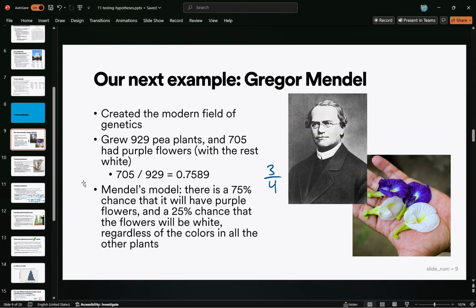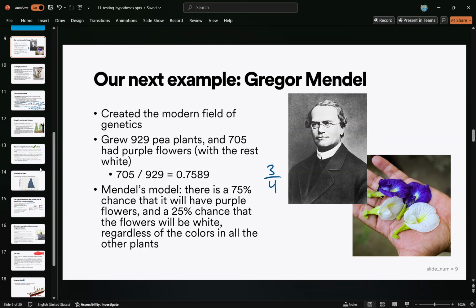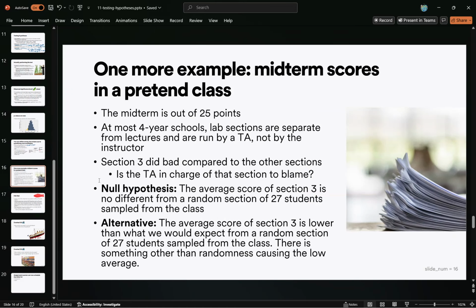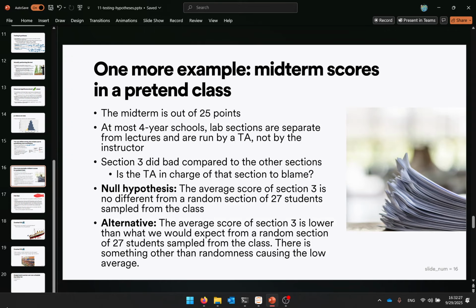Mendel, like, yeah, it was 75% chance. That's decent. That's predicted by the model. And then same with this one. It looks like the TA maybe just got unlucky. The model does predict, with over a 5% chance of happening, that you just get unlucky and have a bunch of bad students or something. Okay? So yeah, I think that's where I want to stop for the day.